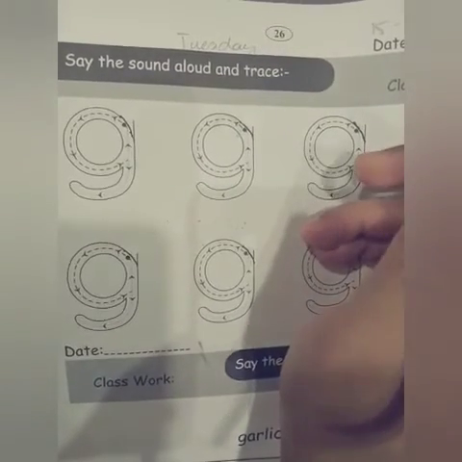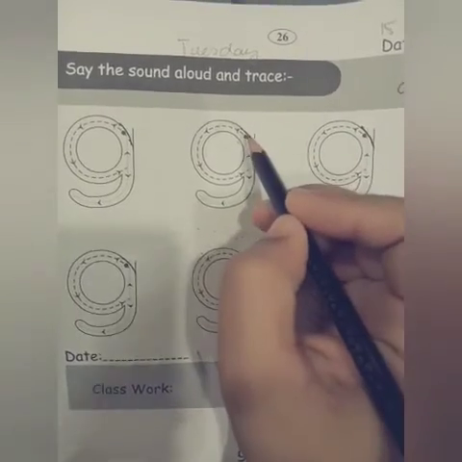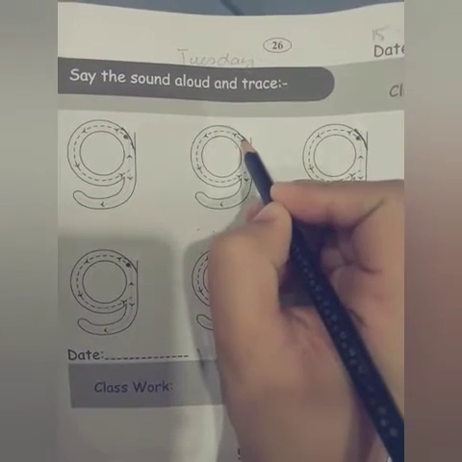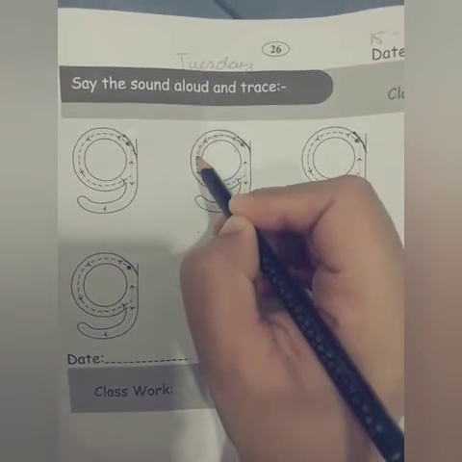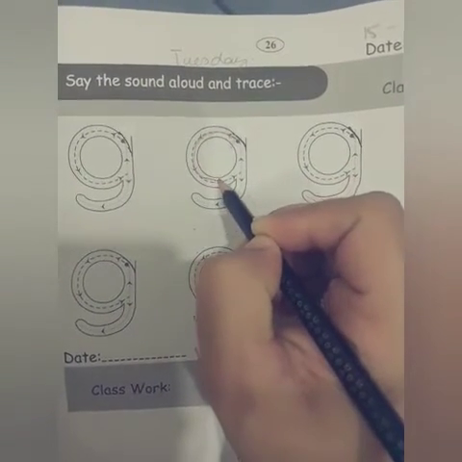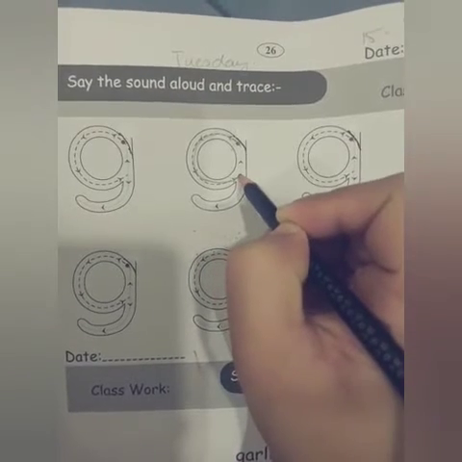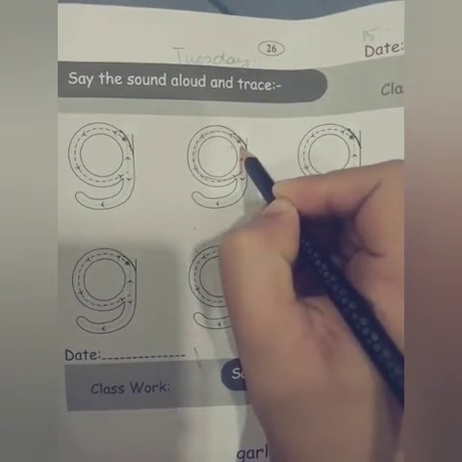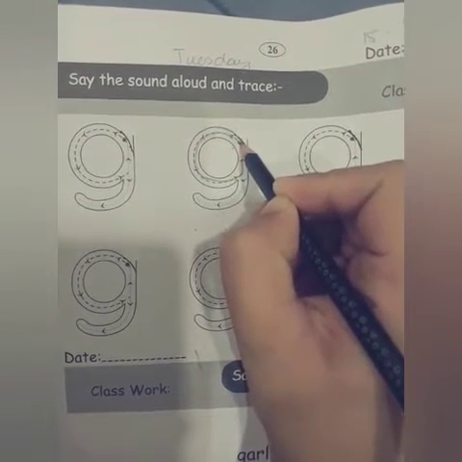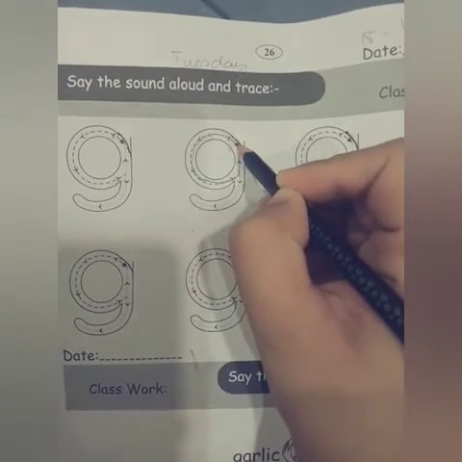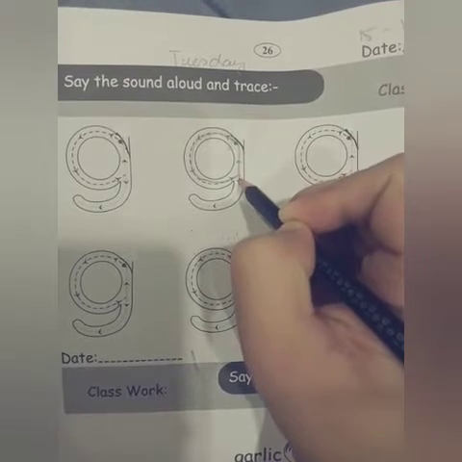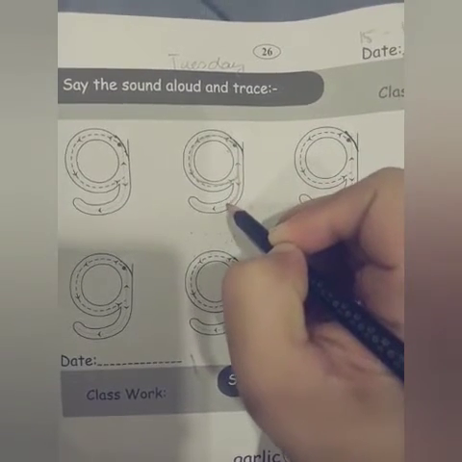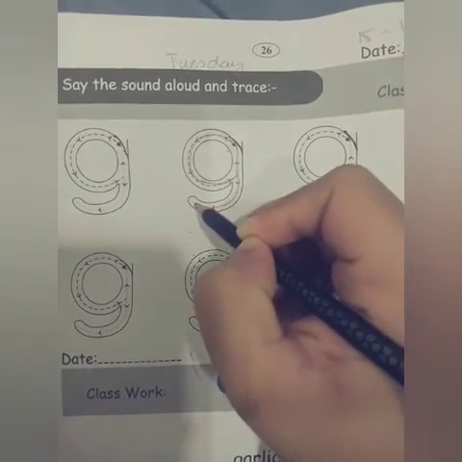For the tracing of letter G, you will start from here. First you will make a circle or letter K like this, and then you go up, again touch the first dot and then come down on the same line till the bottom and make a backward curl.